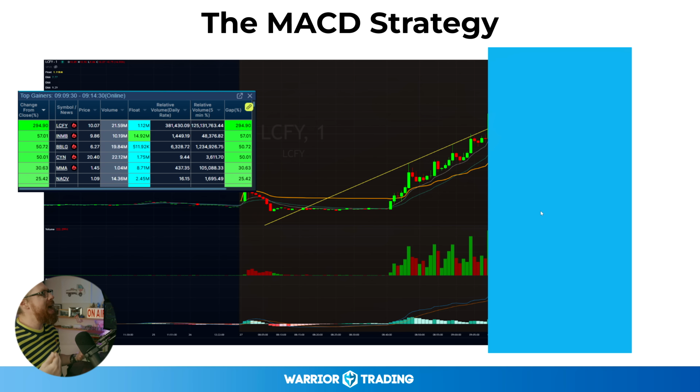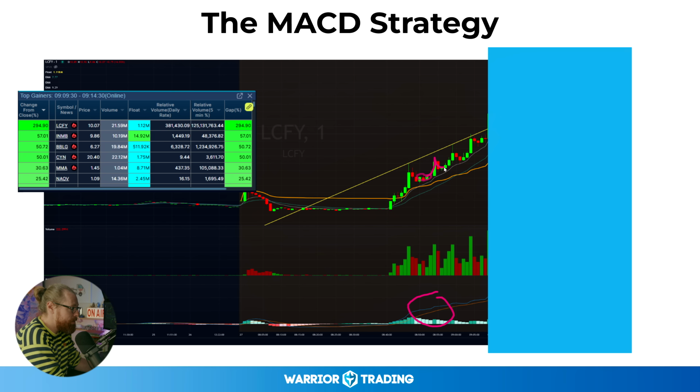So this is how the MACD strategy works. I'm going to look each day for one of the leading, most obvious stocks in the market, the biggest percentage gainer. On this particular day, it was LCFY, 294% gain on the day. As you can see right here, 21 million shares of volume with a 1 million share float, and it's up 300%. It's already rallied up, it's pulled back. Could you have bought this dip right here? MACD was open? Absolutely. Maybe you did, maybe you didn't.